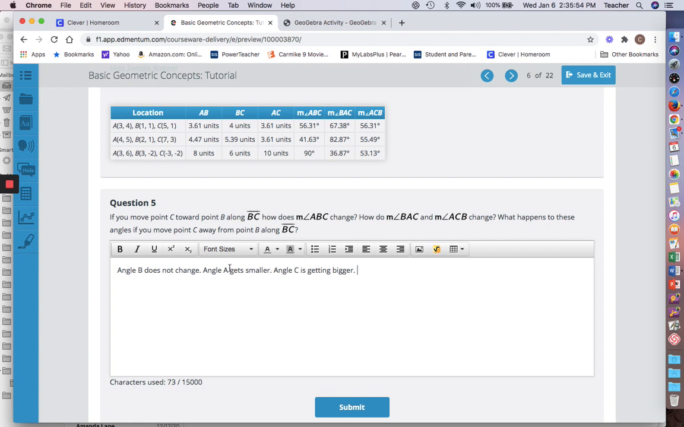All right, so that was going towards. So let's see, if C is moving away, then I guess it would just be opposite, right? So if it was moving towards, A was getting smaller, but if it's moving away, angle A is going to get bigger. Angle C gets smaller. Angle B still is not going to change. Still going to be 90 degrees no matter what.